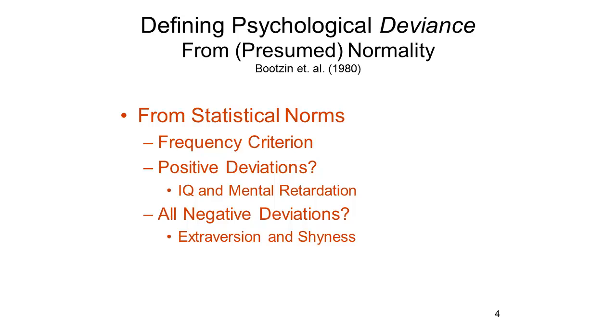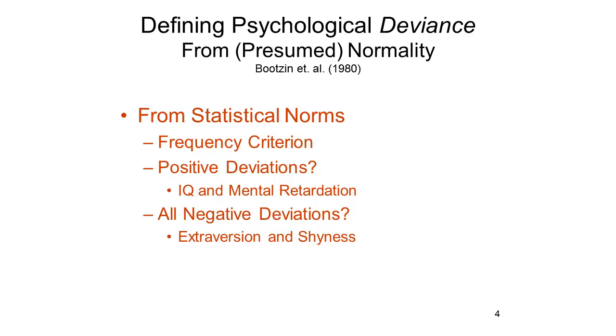In principle, we can define deviance in statistical terms, but there's also the problem of what to do about positive deviations. An IQ less than 70 is more than 2 standard deviations away from the mean IQ of 100. And if other factors are also present, that can lead an individual to be classified with a form of mental illness known as mental retardation. An IQ greater than 130, more than 2 standard deviations above the mean, can lead an individual to be classified as a genius.